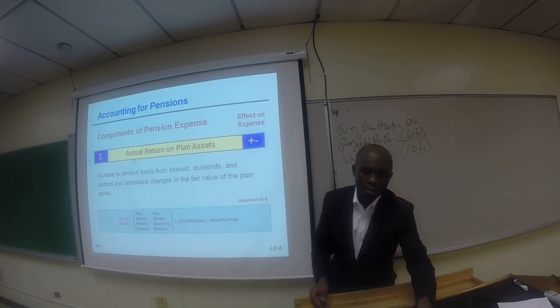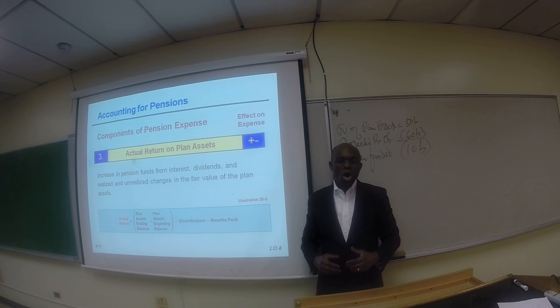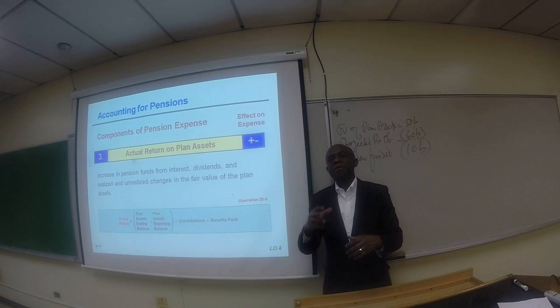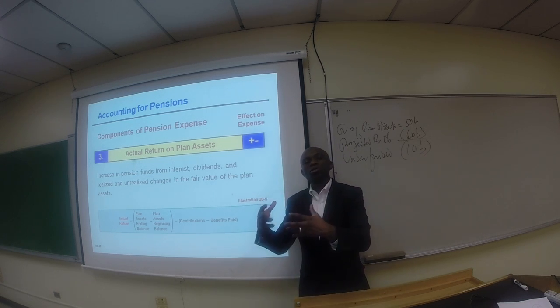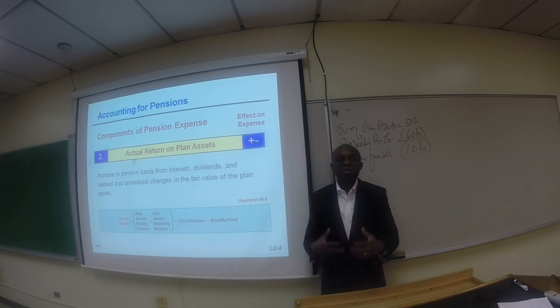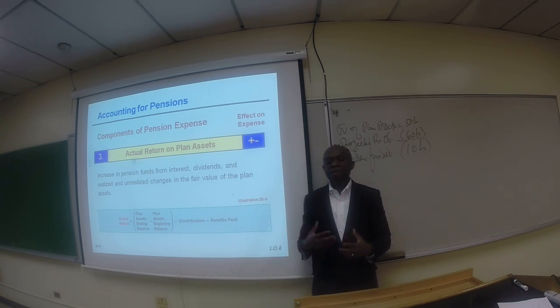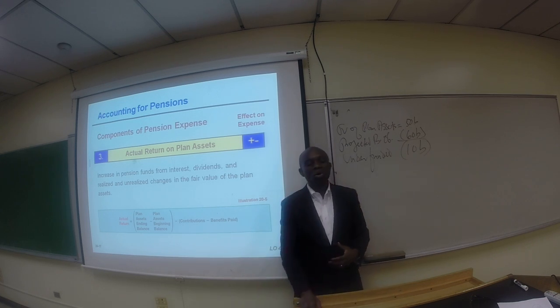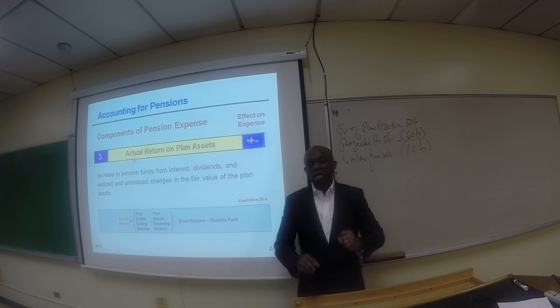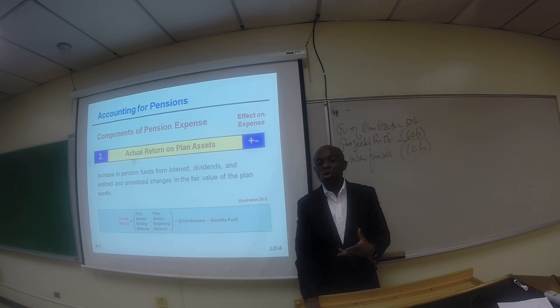Now let's take a look at part 3. We call this the actual return on plan assets. So this is the increase in the pension fund. Remember we said that the pension fund consists of different financial securities, i.e. stocks, bonds, and so on and so forth. So the interest, dividends, and realized and unrealized changes in the fair value of the plan assets are also another component of pension expense. Because the actual return could be negative or positive, the effect on pension expense could be positive or negative.